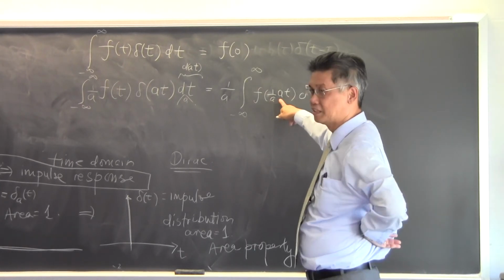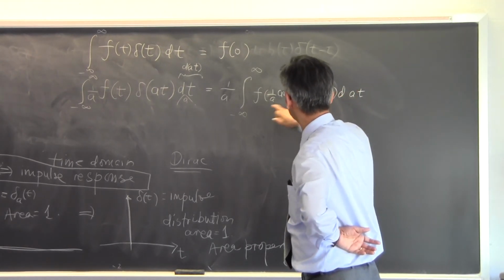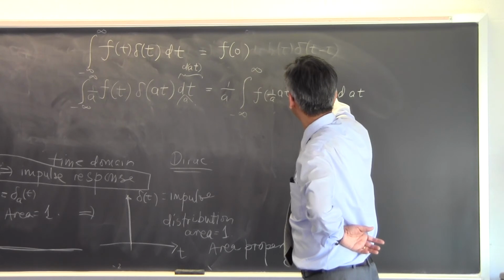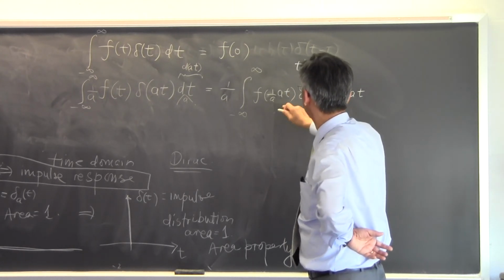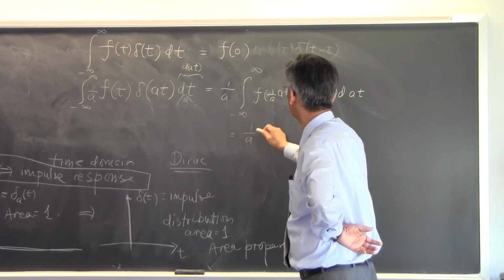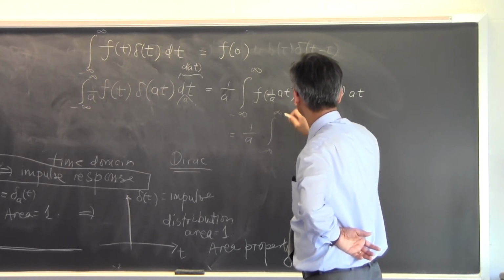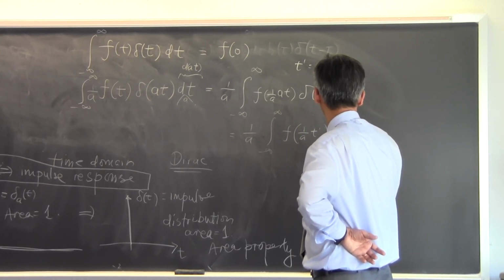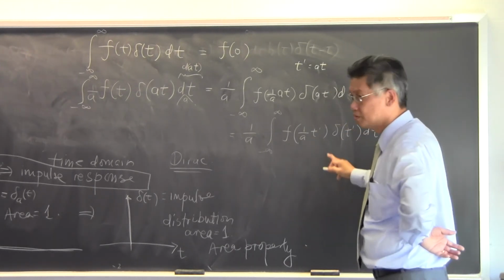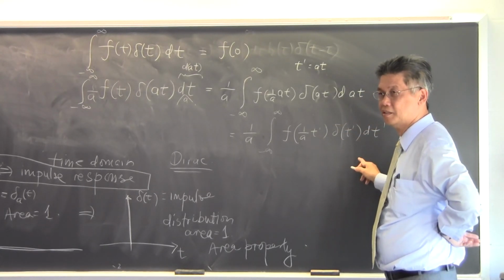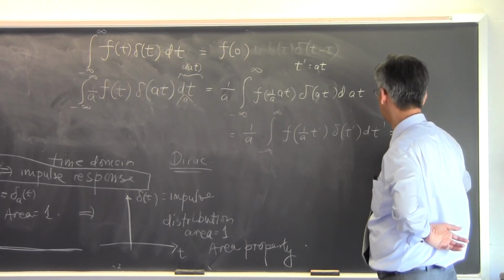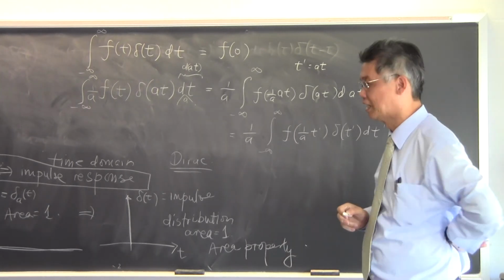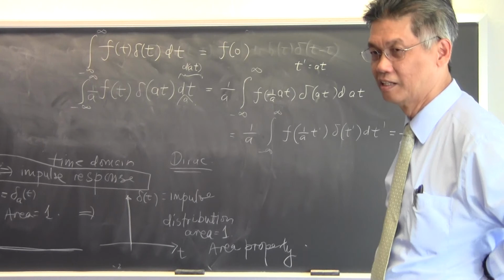I haven't done anything here, actually. I just put in an a and divide by a. I put an a over there and divide by a. So these two integrals are the same. Now I can call my new variable t prime equal to at. Then you can see that this is 1 over a. The limit of integration is still infinity because this doesn't change the limit. This is 1 over a, integral of f of t prime over a, delta of t prime, dt prime. So what does this evaluate to? F of 0. So Georgie was right, okay? It's f of 0 divided by a, that is, 1 over a times f of 0.